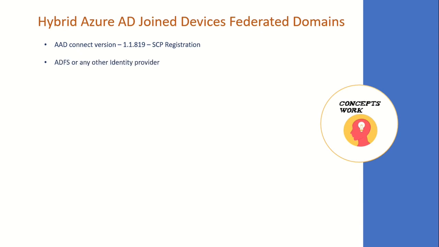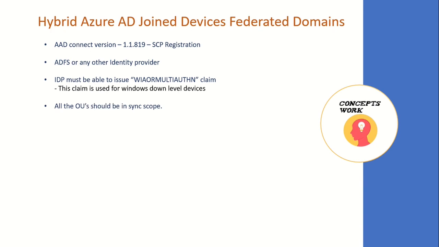The second thing you need is that you must be using ADFS or any other identity provider for federation, but you have to make sure that the WIA or multiple authn claim is issued to Azure AD when a device is coming for authentication. The reason is that all Windows down level devices need this claim to get joined to Hybrid Azure AD. This is not required in Windows 10, but all Windows down level devices will need this claim. You also have to make sure that all the OUs are in sync scope. This is the same as for managed domains.